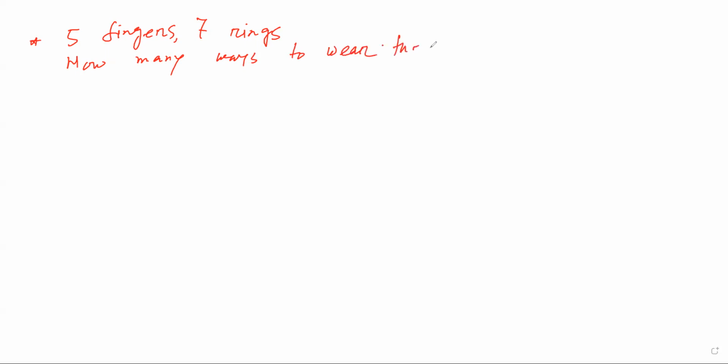Okay, so what this means is, if I draw a hand for you, let me write down the question very shortly. 5 fingers, 7 rings. How many ways to wear the rings, given one ring in each finger?